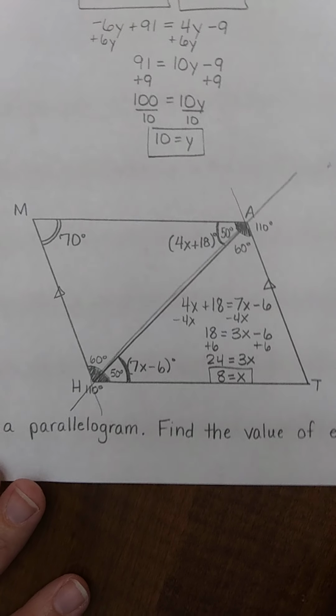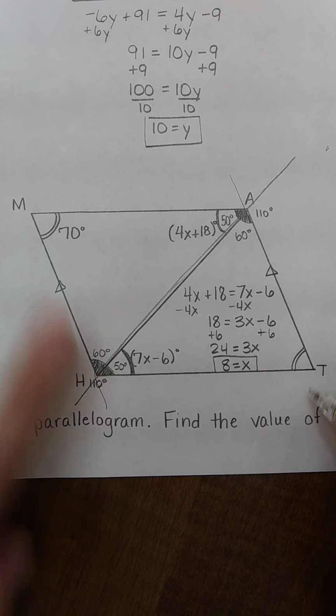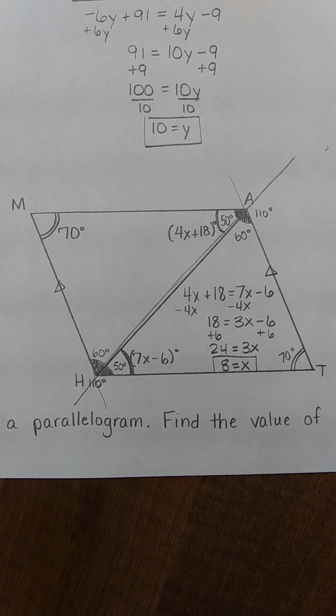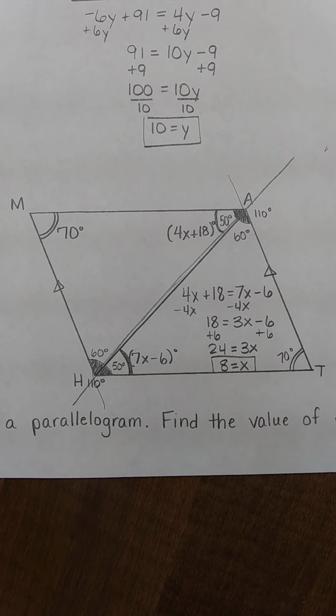They're going to have to add up to 110, and I also would know that this angle down here, because it's opposite angle M, would also be 70 degrees. So we could actually fill in all of those angle measures simply by knowing that those alternate interior angles were congruent. Hopefully today you won't have too many questions.